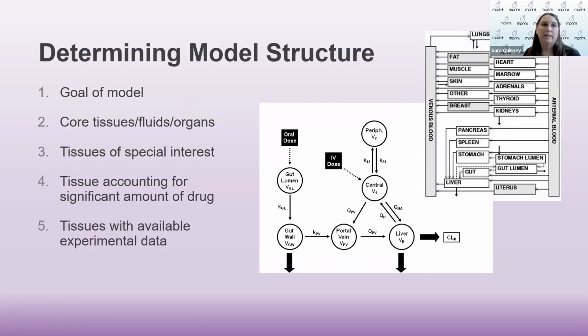What your model is structured as can be determined by a variety of information you have available, such as the goal of the model, and what core tissues, fluids, and organs you are most interested in. If there's a tissue of special interest, for instance, in pregnancy, are we specifically interested in fetal concentrations or placental concentrations? You'll want to know if there's a tissue that accounts for a significant amount of the drug, and another consideration may be tissues with available experimental data.